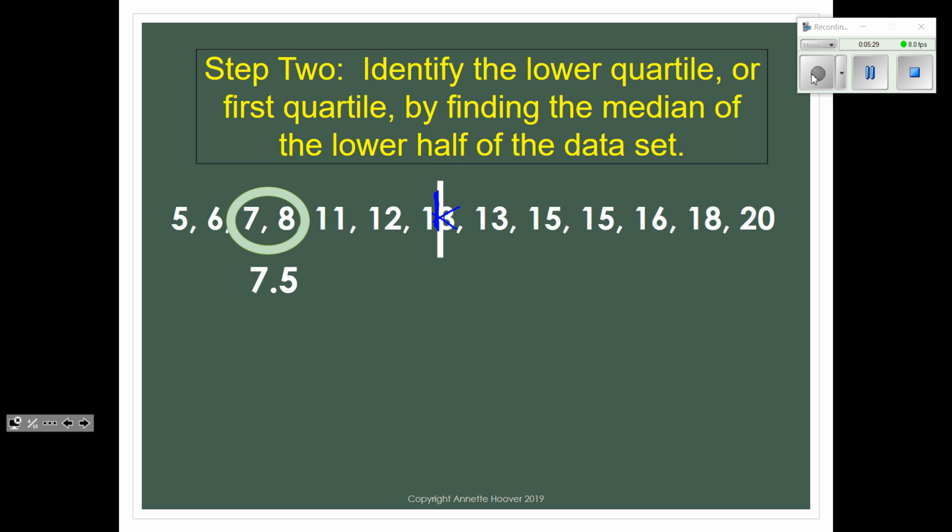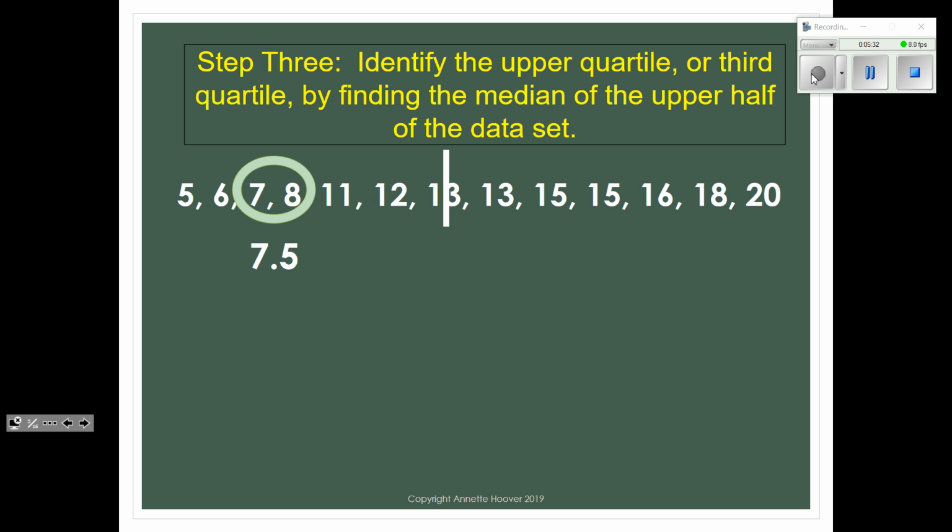Now we want to find the next bit of information, which is finding the median for the upper half. So here's the upper half of data. Again, there are 6 digits. So the middle is going to be the average of 15 and 16 because there is an even number. So the average between 15 and 16 is 15.5.